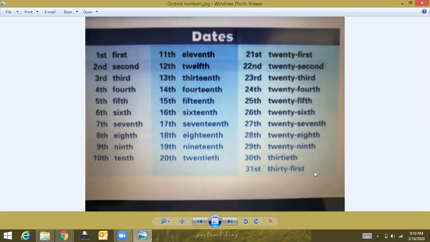So, when is Children's Day in El Salvador? October 1st. Very good. When is Independence Day in El Salvador? September 15th. Yes, September 15th. When is Mother's Day in El Salvador? May 10th. Okay. When is Teacher's Day?